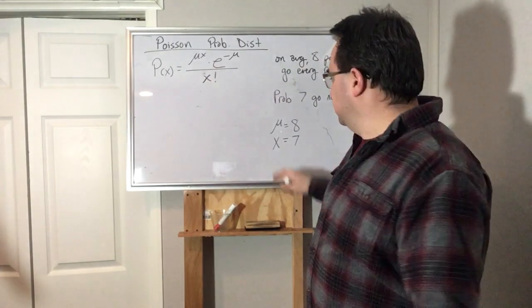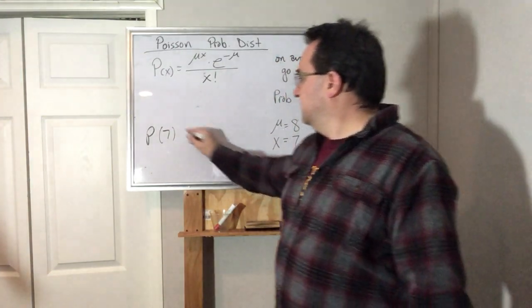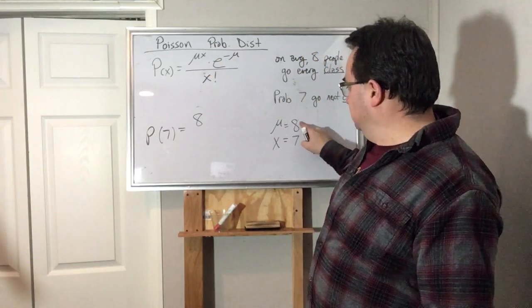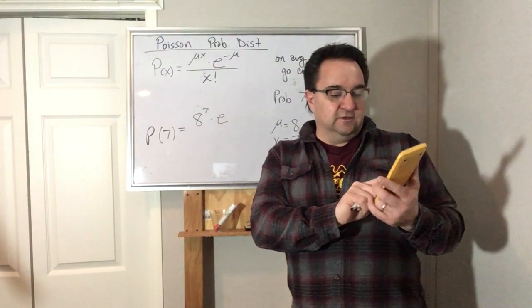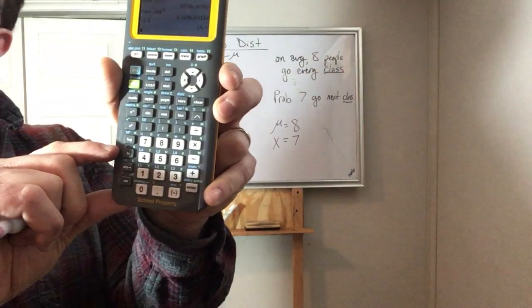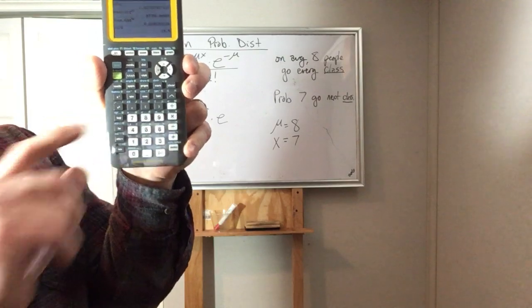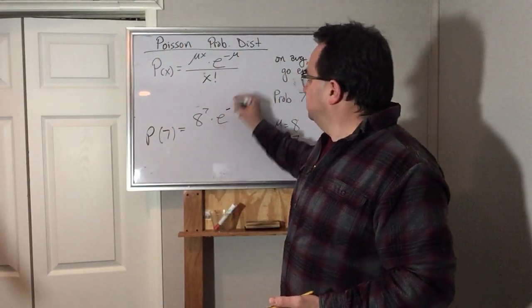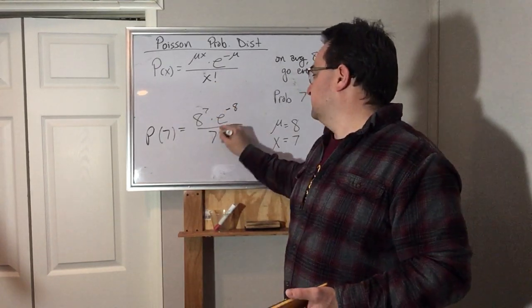So I'm going to plug these in. The probability of 7, see the X, is mu, which is 8, to the X, times e. Now e is a button on your calculator. It is right here. It's the LN button. It's in the blue right above it. I don't know if you can see that. It's shift. So this is e to the negative mu, which is 8, over x factorial.